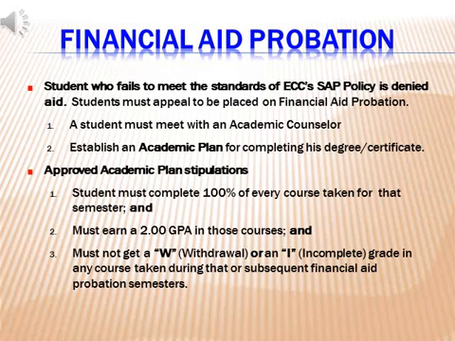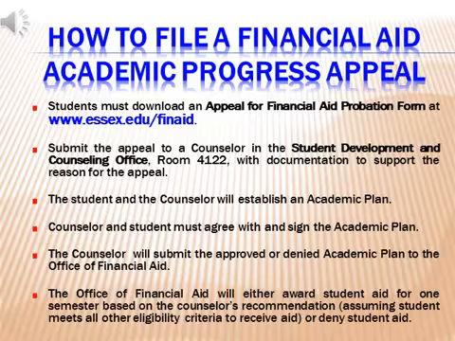Approved academic plan stipulations are: 1. The student must complete 100% of every course taken for that semester, 2. Must earn a 2.0 GPA in those courses, and 3. Must not get a W withdrawal or an I incomplete grade in any course taken during that or subsequent financial aid probation semesters.